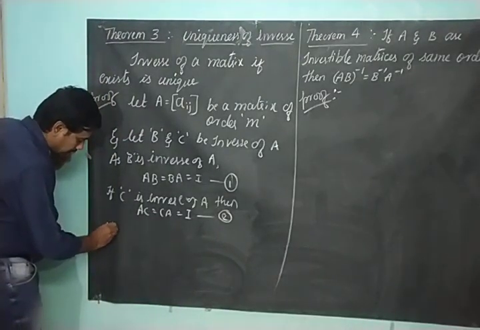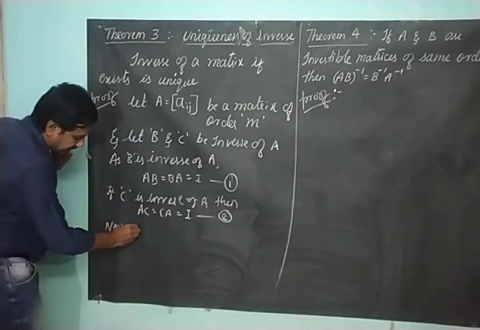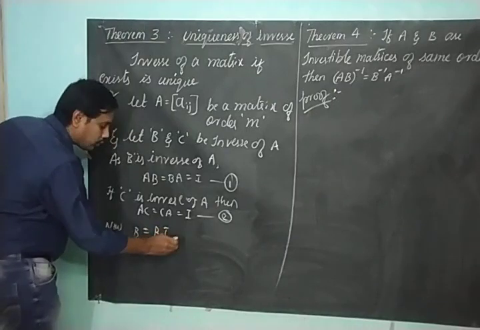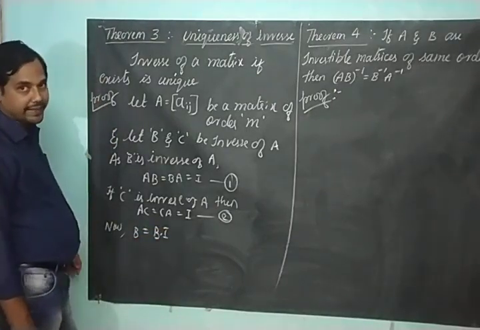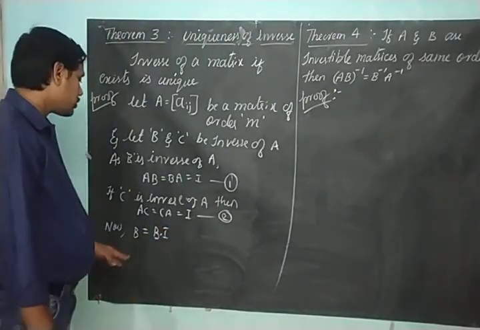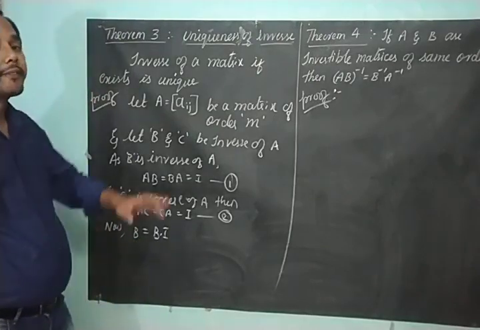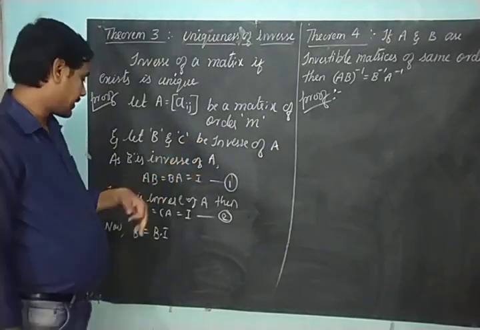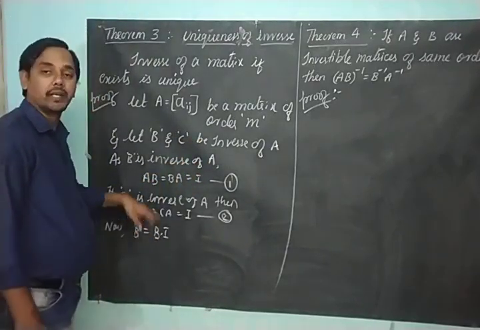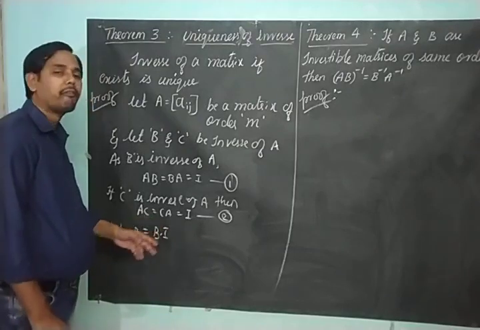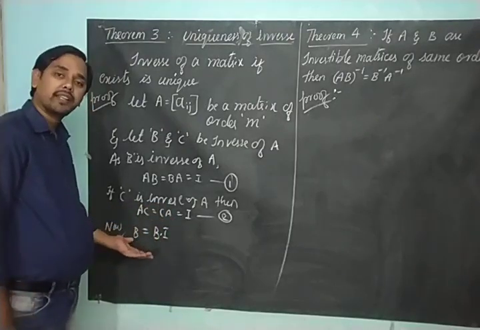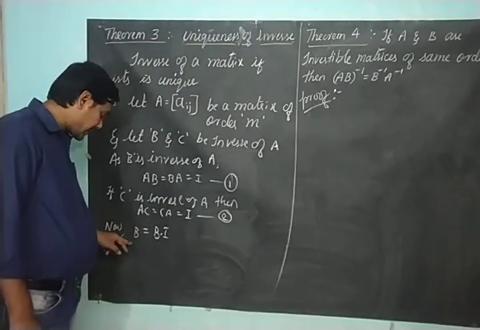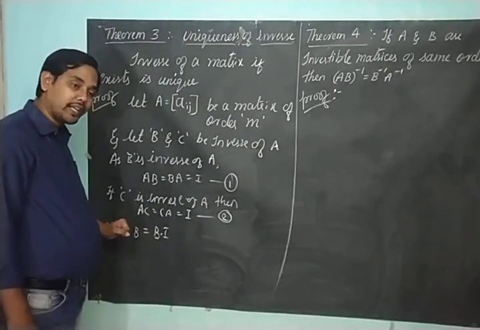Now I can write B as equal to B into I. What is I? It is the identity matrix. So what is the property of the identity matrix? If it is multiplied to any matrix, the value of that particular matrix will not change. If it is multiplied to B, B remains as B only. You can take the value of I as 1. So B can be written as B into I.